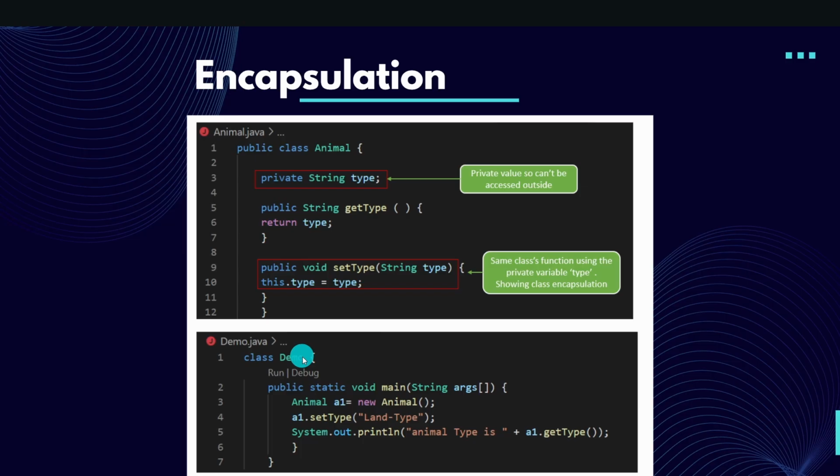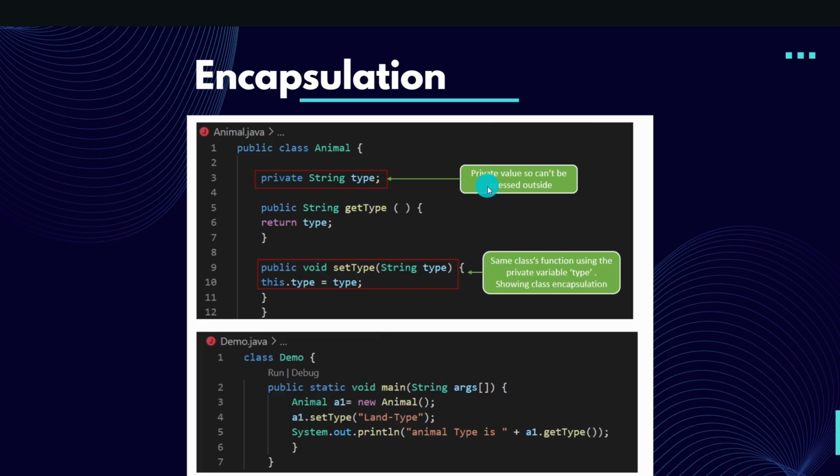I hope you know the basic syntax of Java. So this is the normal class. This is the perfect class. In this we have a method called main. This is very important. Here we are creating an object a1 of type Animal with new Animal. If you see the Animal class, in it we are declaring a String type. So this is a variable.